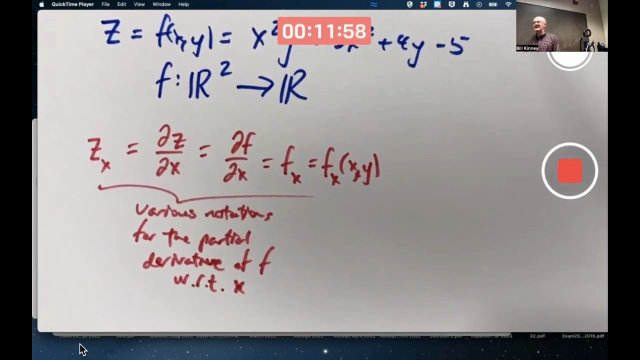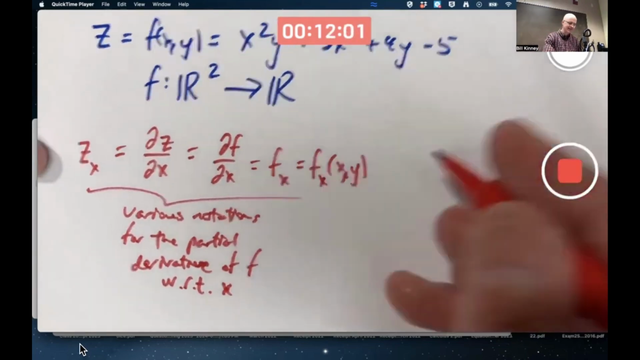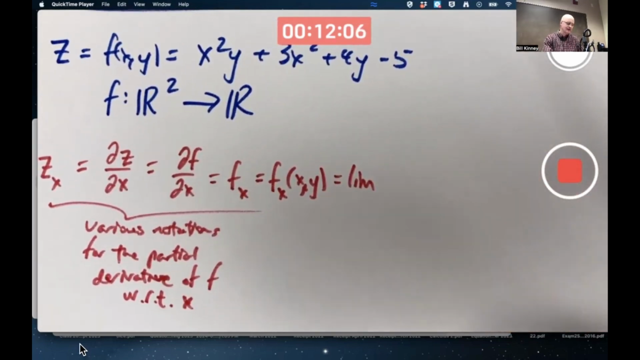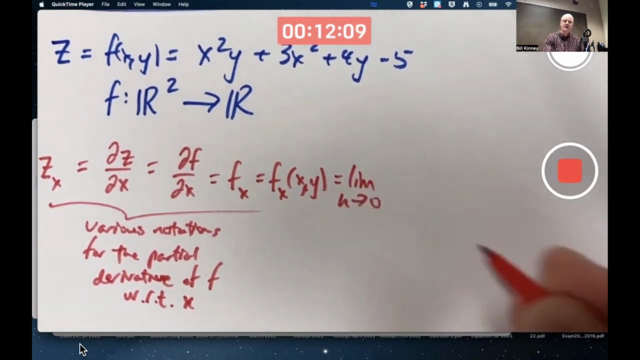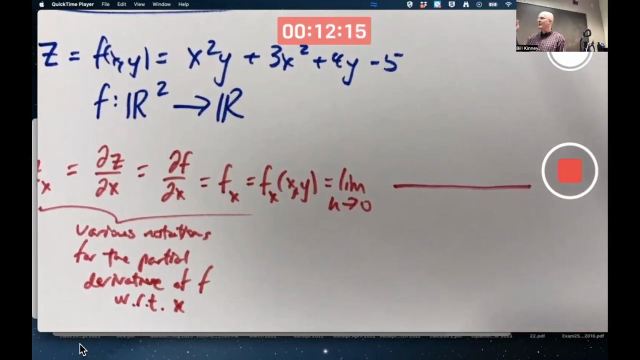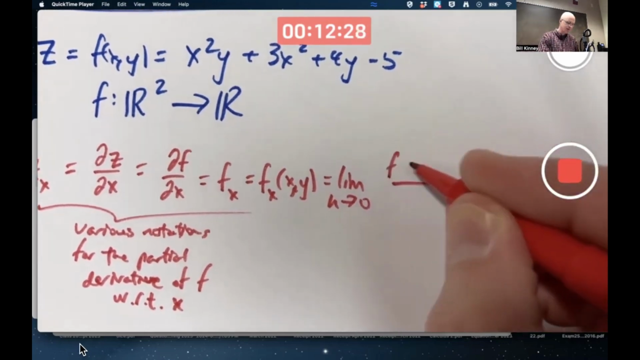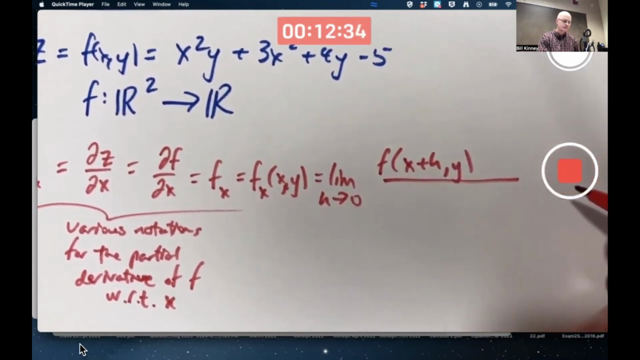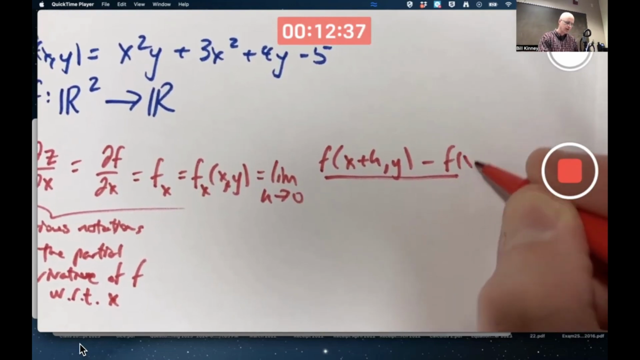Technically speaking, by definition, it's a limit. It's a limit of a difference quotient, just like in Calc 1. I'll use the h notation, as h goes to 0 of what? You want to realize that when you're differentiating with respect to x, you hold y fixed. You pretend in your mind that y is fixed. That's how you think about these things. And symbolically, that has the effect of only adding h to x, but not to y, in the numerator here of the difference quotient.